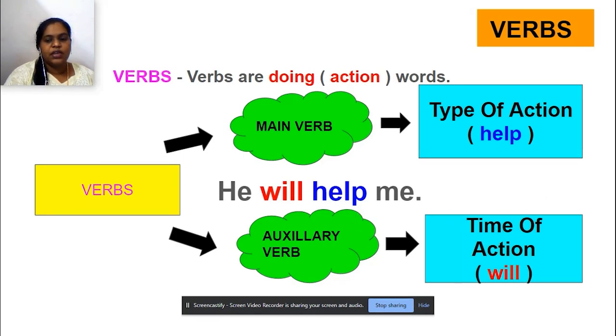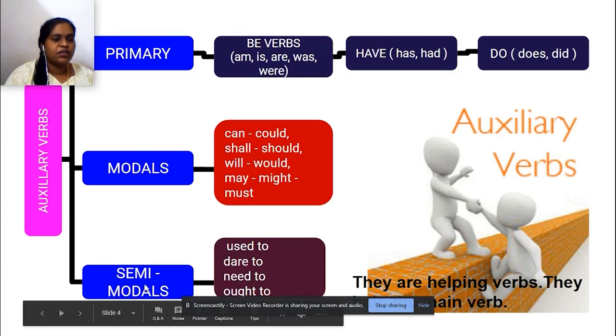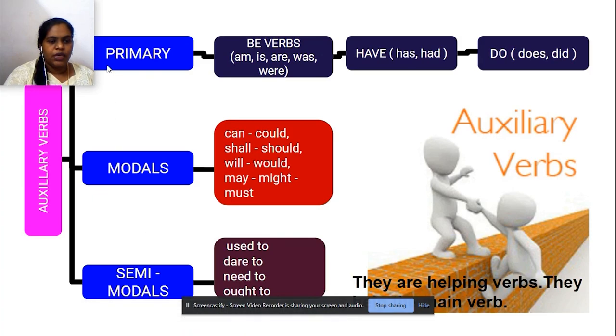Now we will see the different types of auxiliary verbs. One is the primary, then we have modals, and then we have the semi-modals. Primary verbs are be verbs. In the be verbs we have am, is, are, was and were. All this you'd have learnt in your lower classes. Have verbs are has and had. Do verbs are does and did.